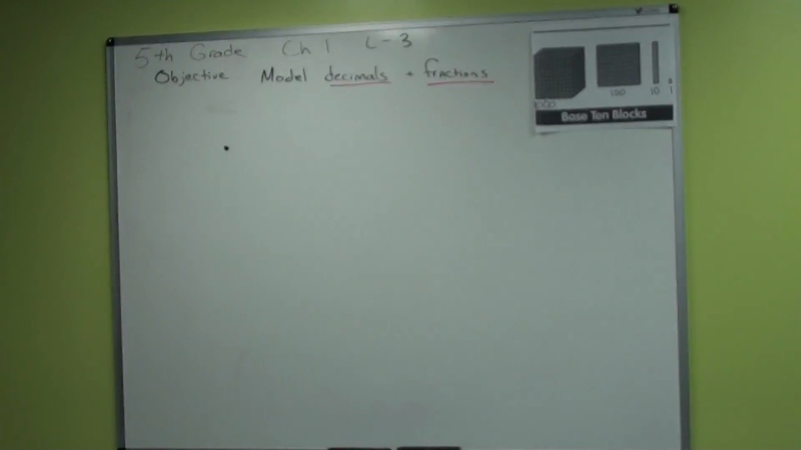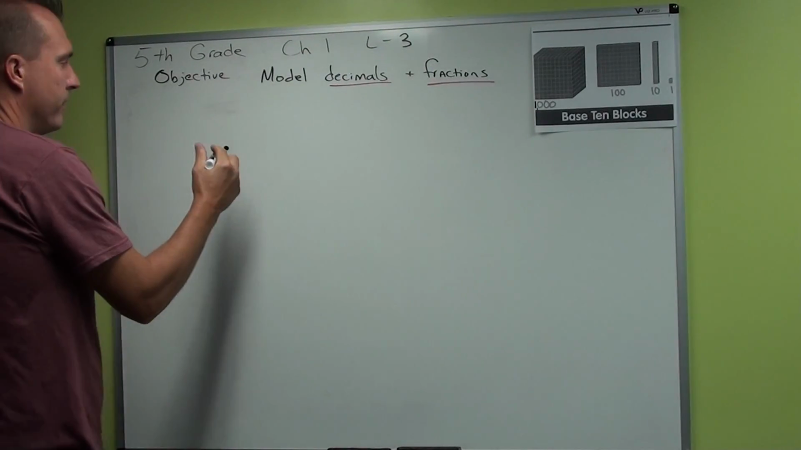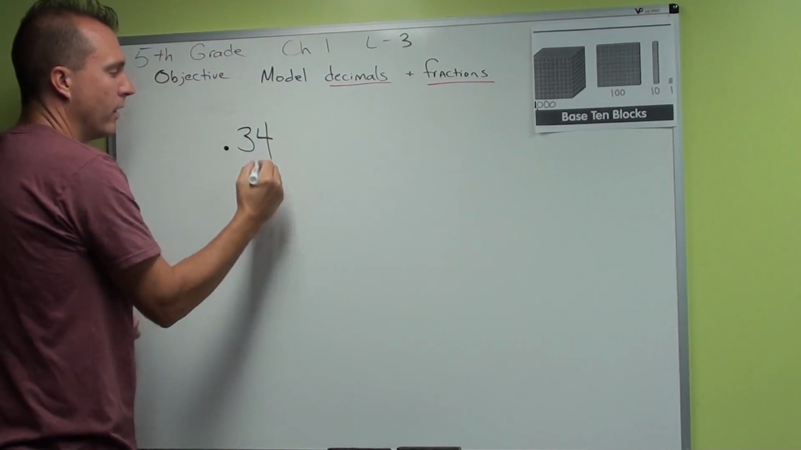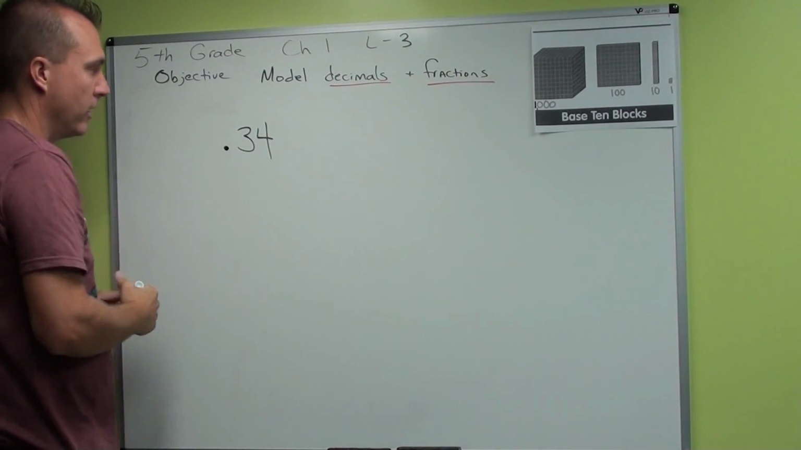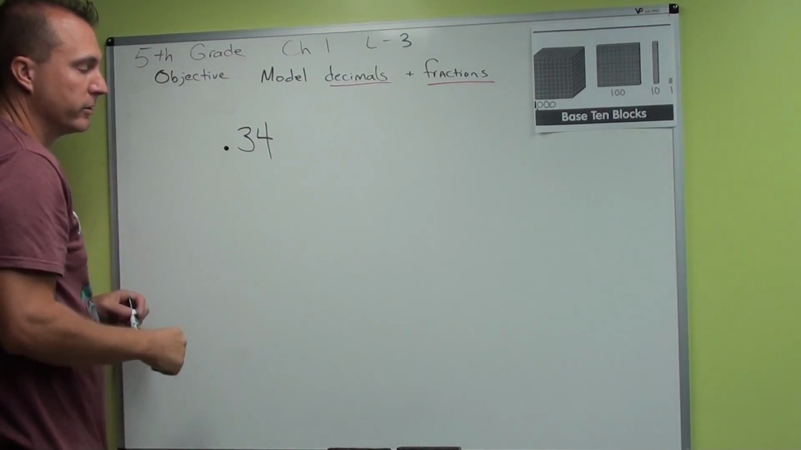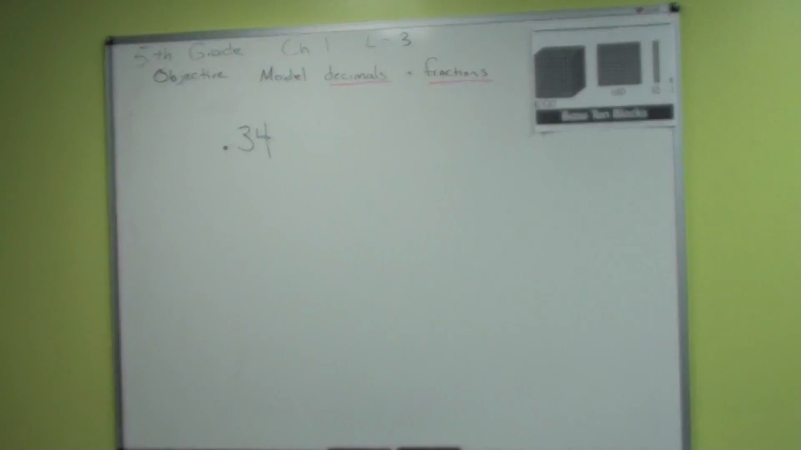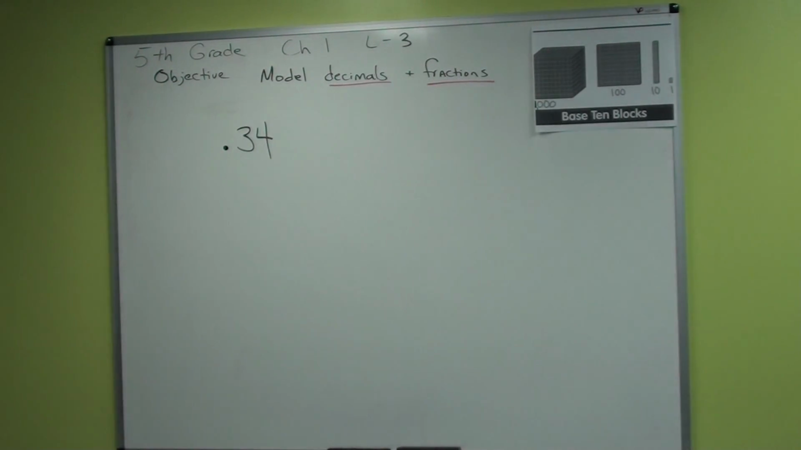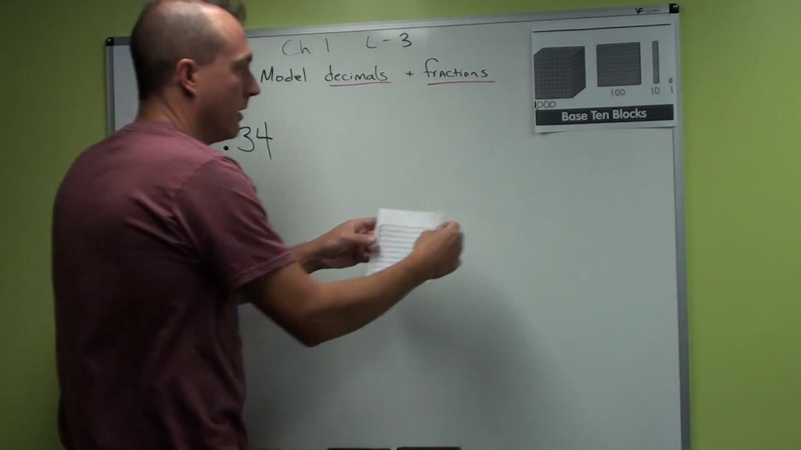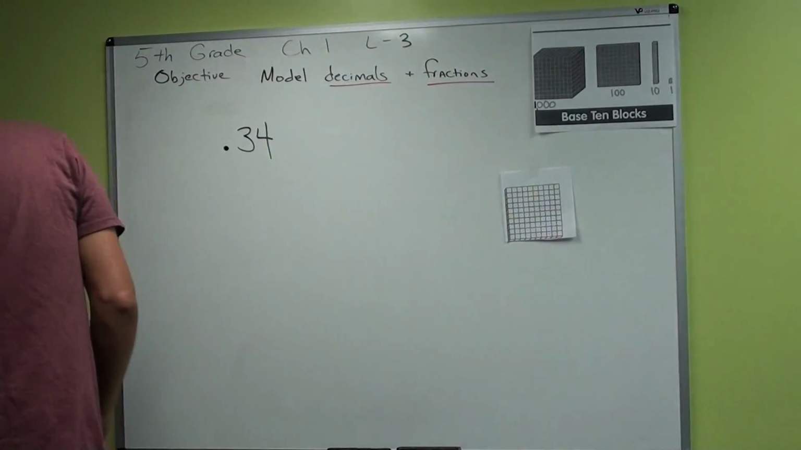Alright, my next one is going to be $0.34. Decimal point 34. So write that down. Let's start with what we know. See if you can write in your place value for the 3 and the 4. Alright, if you did that, put this here so we're set up.